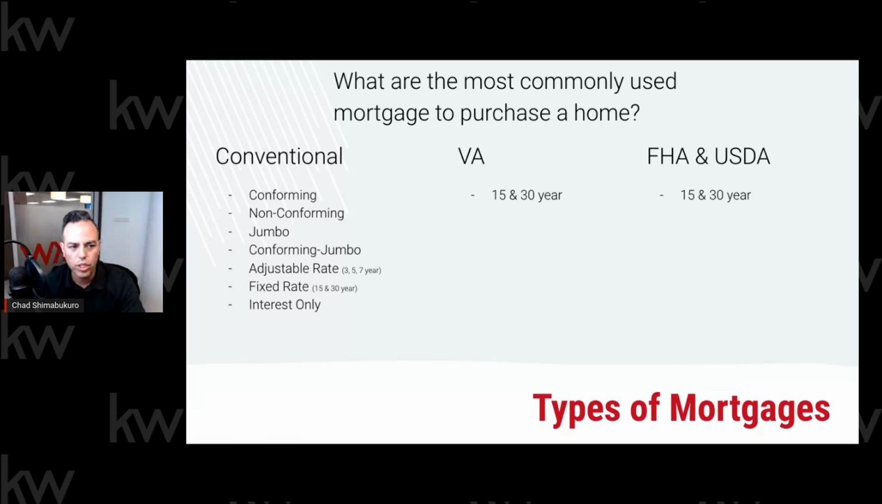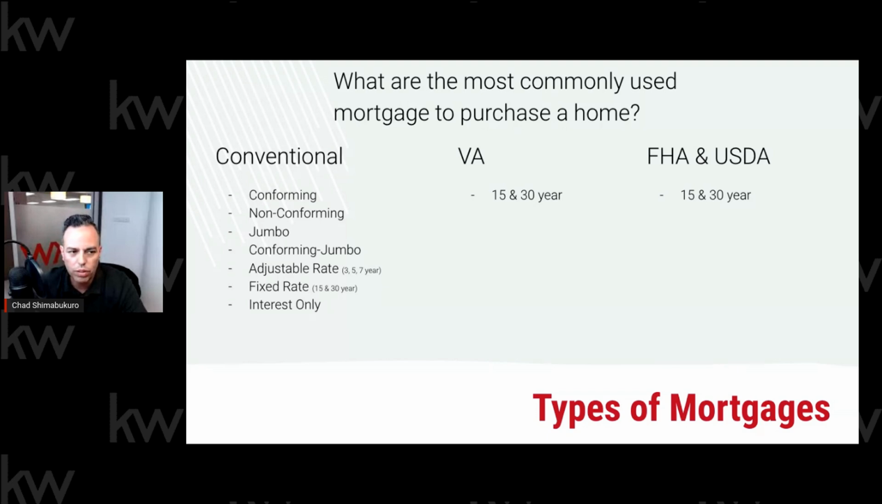But generally speaking, that is conforming. There's also non-conforming, which could fall out of that bucket, but there's also jumbo, conforming jumbo. Adjustable rates fall into there as well. Fixed rates, 15 and 30-year fixed. There's also interest only too.